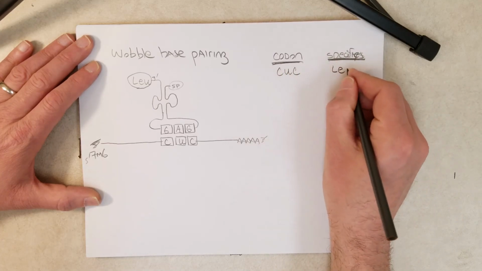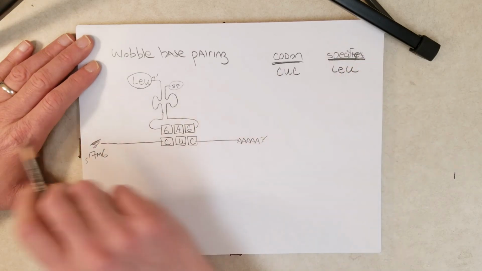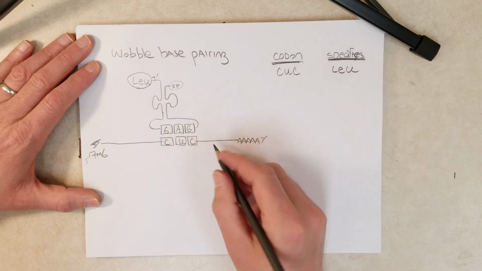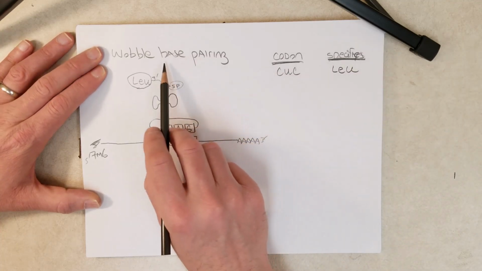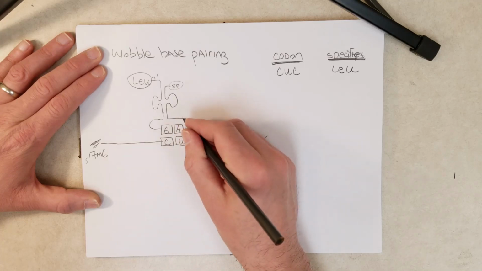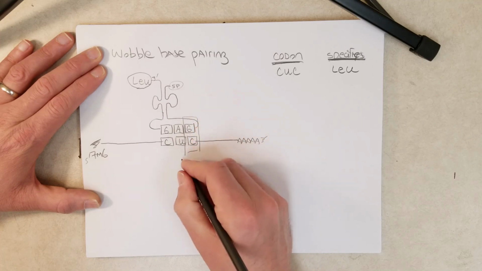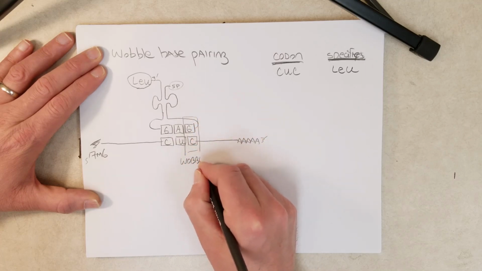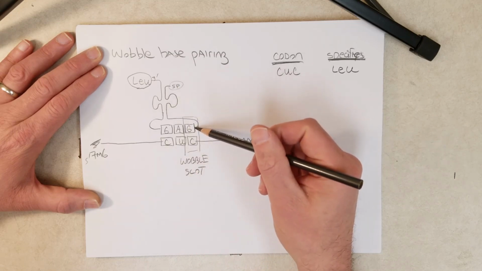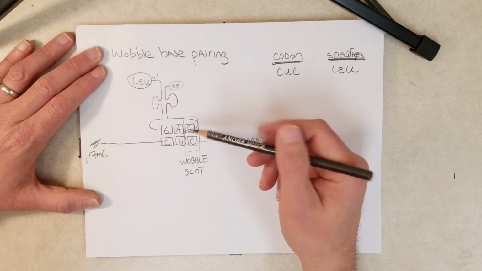So let's see. CUC specifies leucine. If you look that up in a genetic code, you'll see CUC specifies leucine. Okay. So I haven't quite showed you what's going on with Wobble base pairing yet. This right here is the Wobble slot with respect to a paired anticodon-codon pair. So this is the Wobble slot, this position.